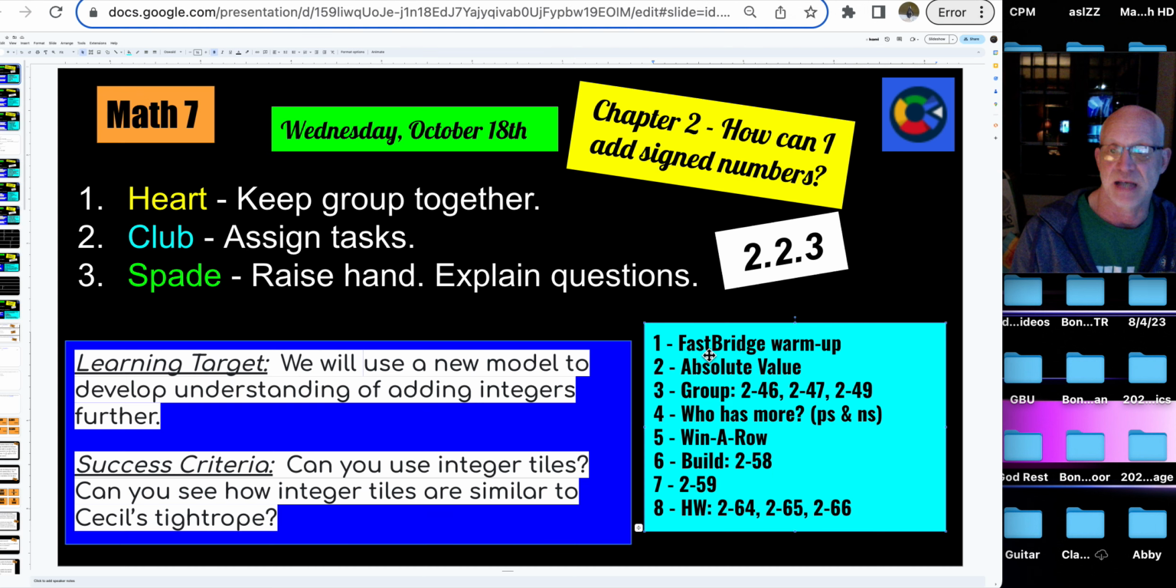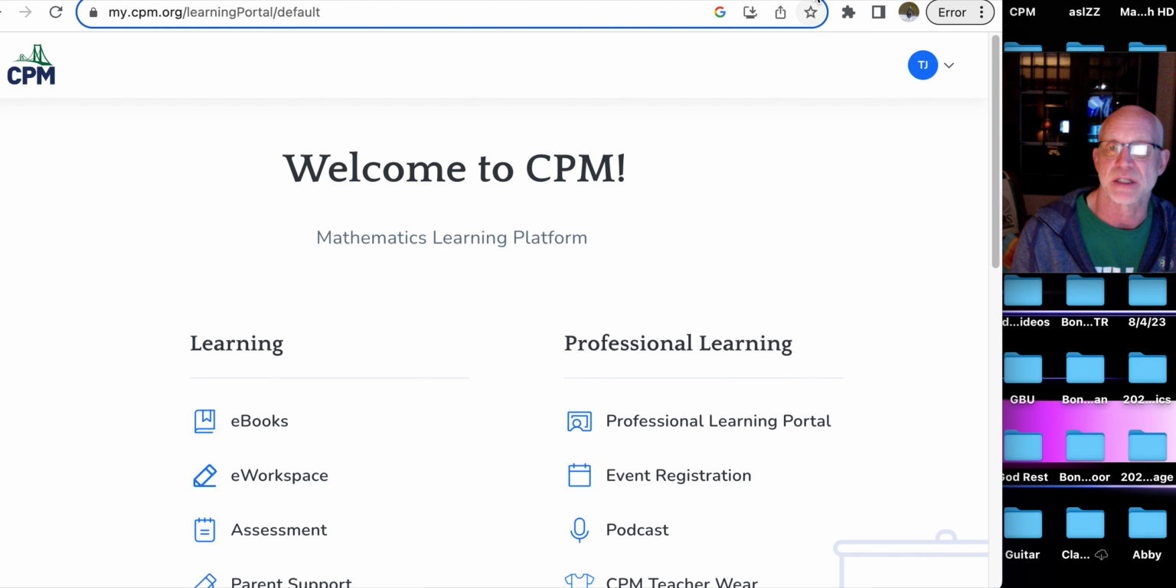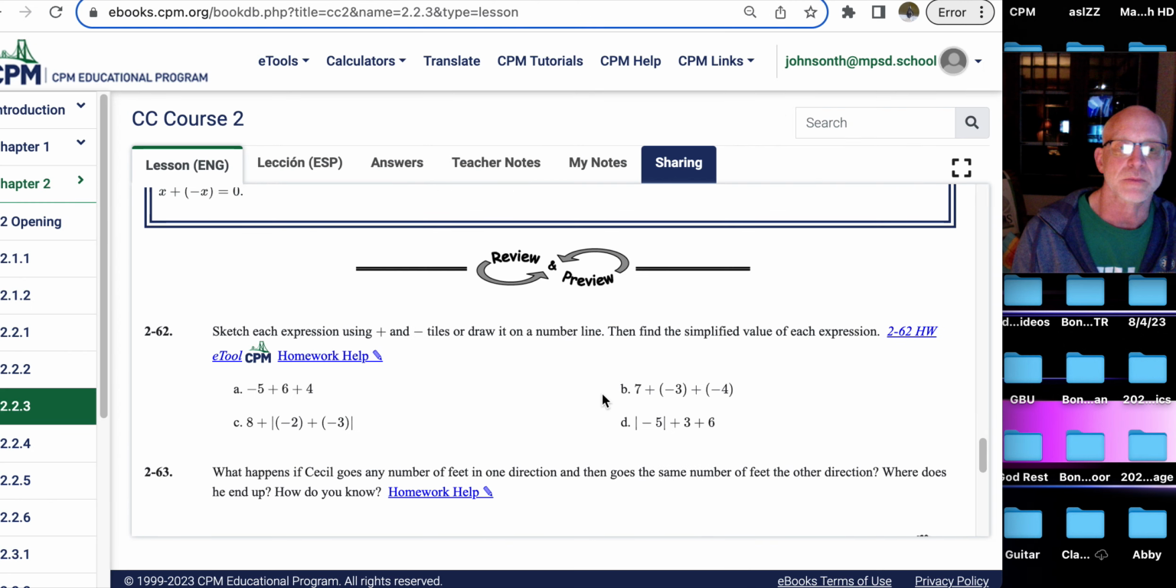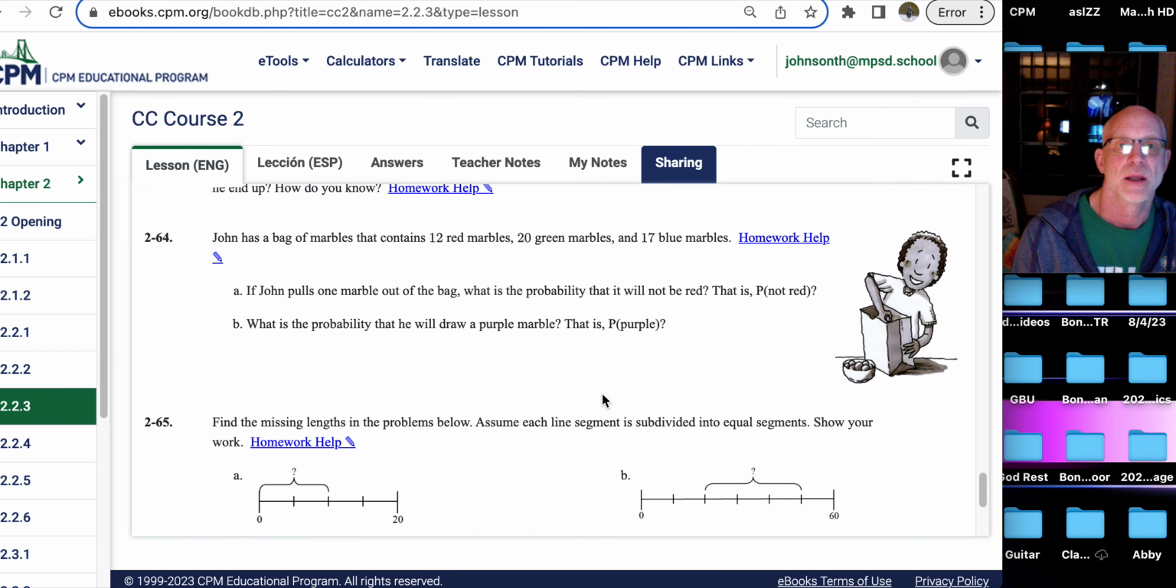Finally, given time, we went on to homework 264, 265, and 266. Homework 264. John has a bag of marbles that contain 12 red, 20 green, and 17 blue. If John pulls a marble out of the bag, what is the probability that it will not be red? That is, what is the probability of not red? What is the probability that he will draw a purple marble? That is, what is the probability of purple?